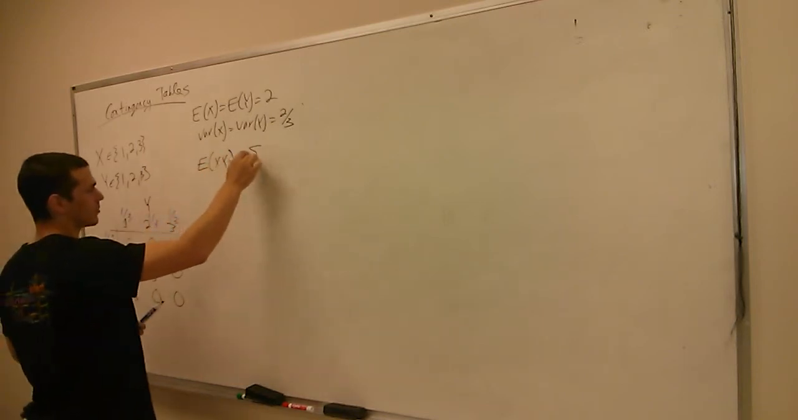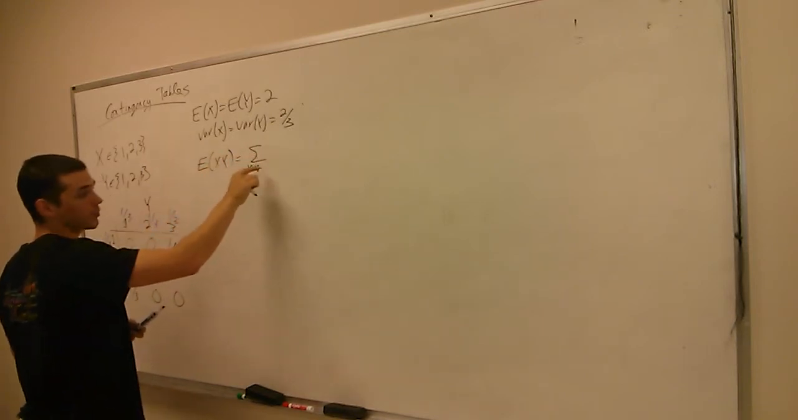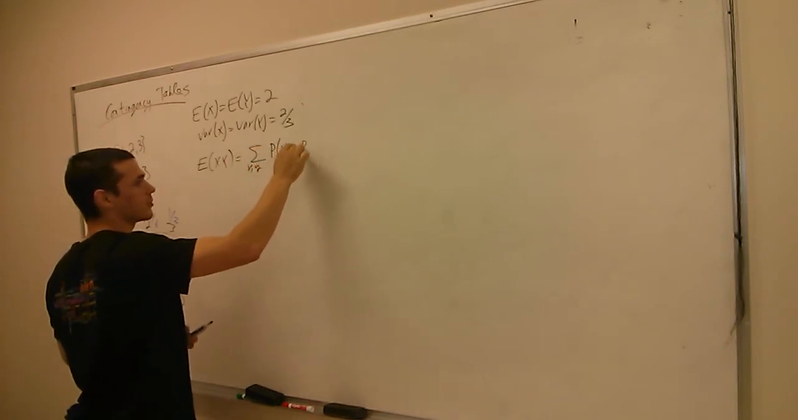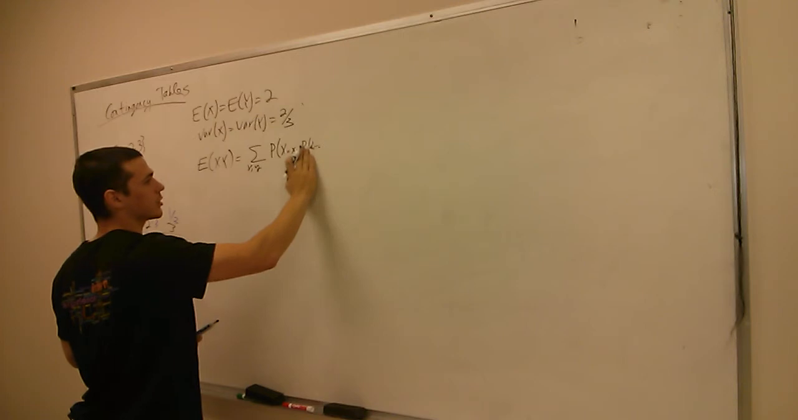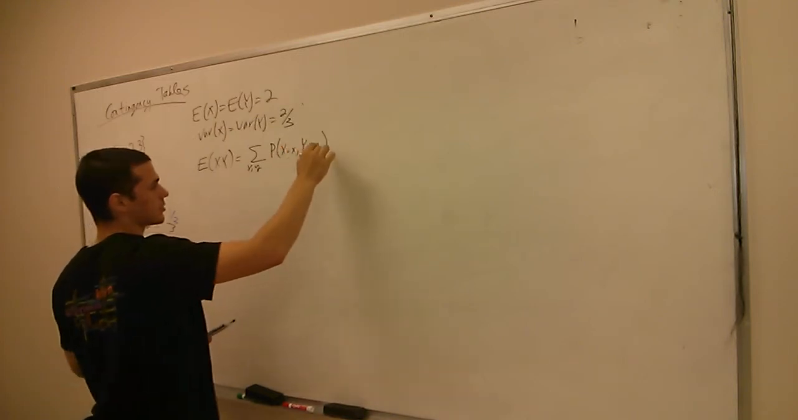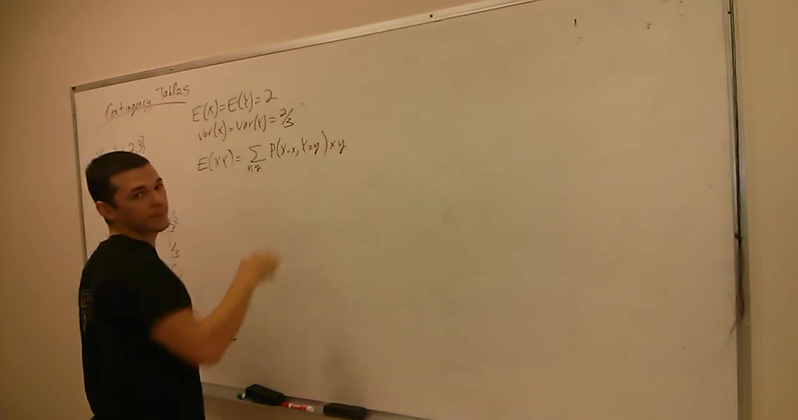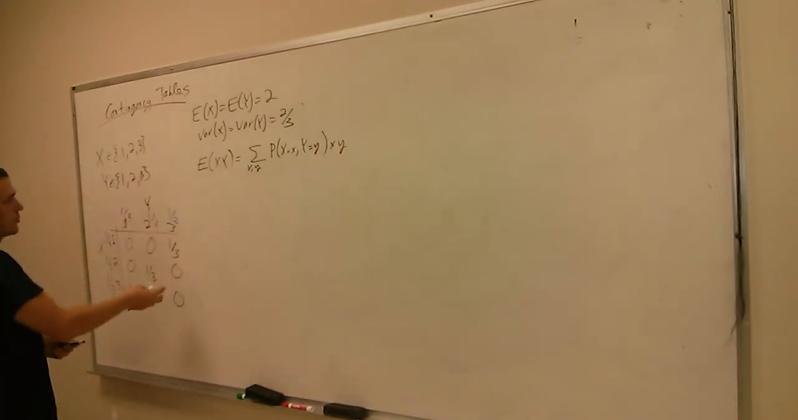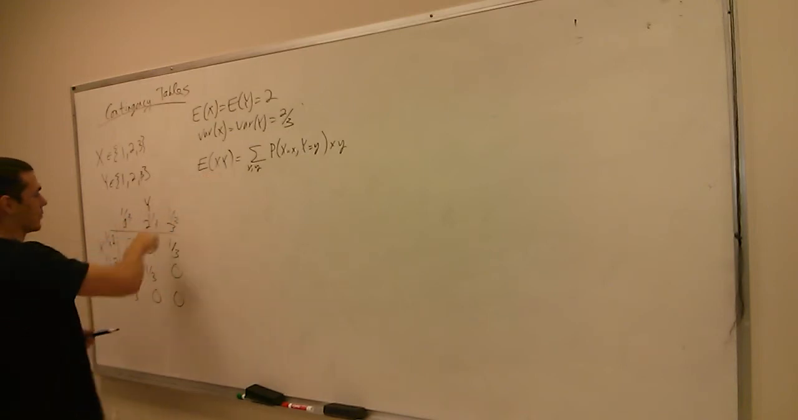So this is the sum over every possible x, y of the probability that X equals x, times the probability that Y equals y, times little x times little y. Right? So it's over the joint distribution, the expected value of the product.